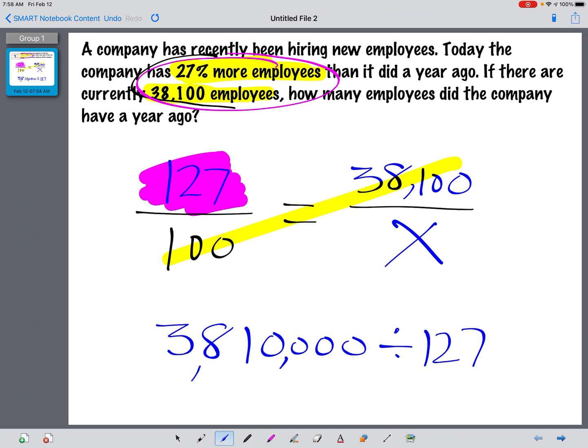So when I put this in my calculator, it comes out to 30,000. So last year, the company had 30,000 employees.